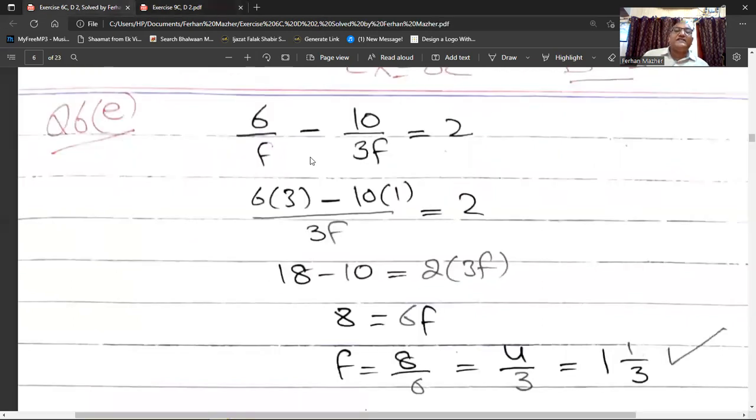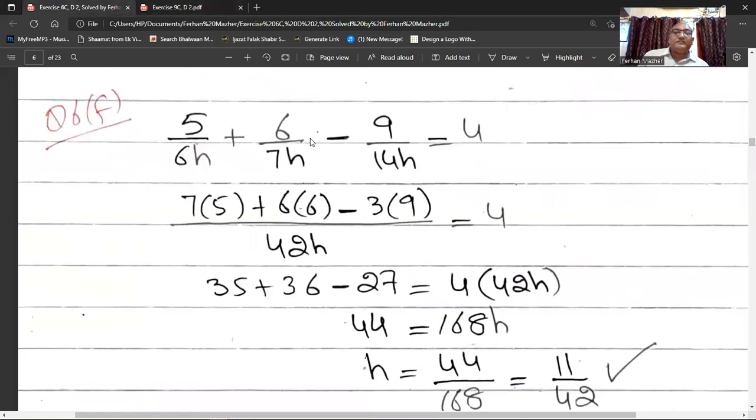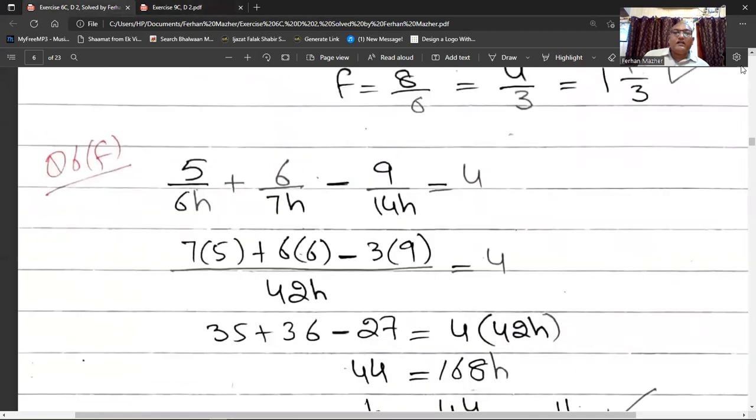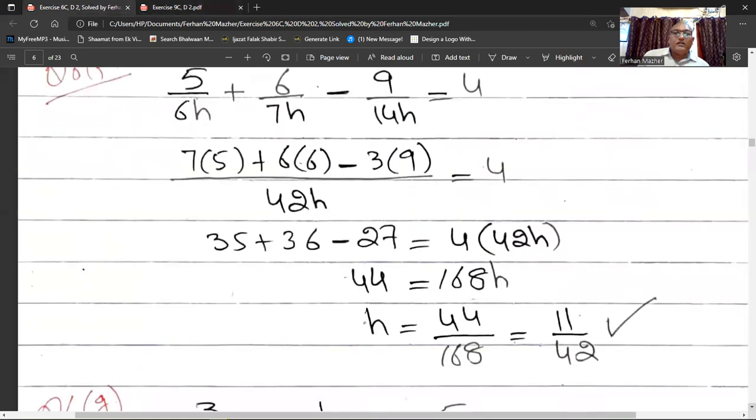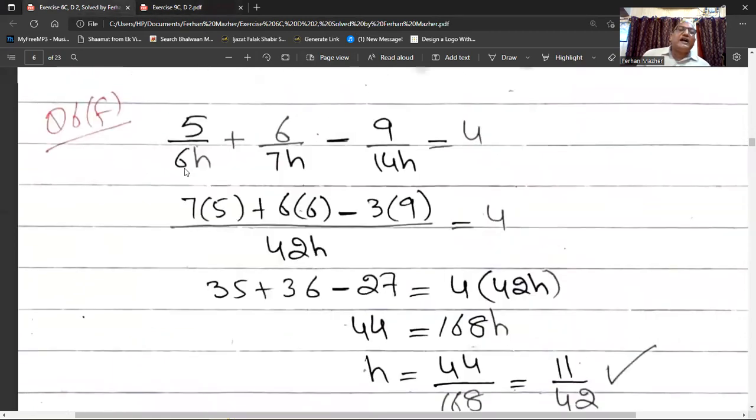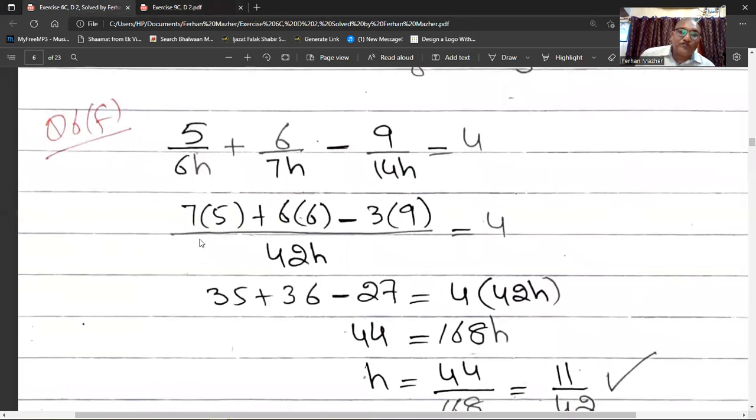So we have three fractions, and I will take their LCM. The LCM will be 42h. When you divide 42h by 6h, you're left with 7, so 7 will multiply with the numerator. When you divide the LCM by 7h, the denominator here, you're left with 6, so that 6 will multiply with this numerator.